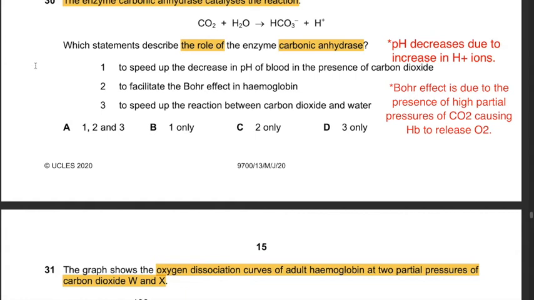If you look at option 3, to speed up the reaction between carbon dioxide and water, carbonic anhydrase is an enzyme and all enzymes do speed up the rate of a reaction. Hence, the answer should contain all 1, 2 and 3. Therefore, the answer is A.